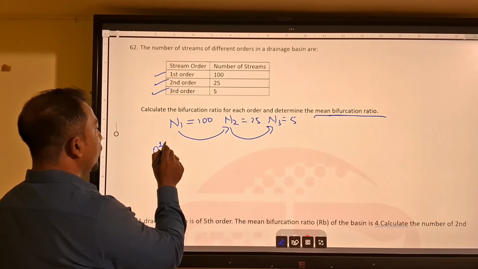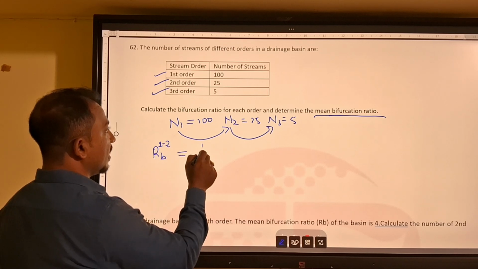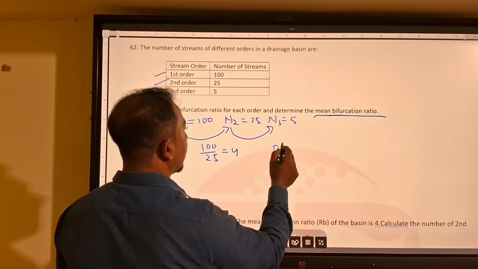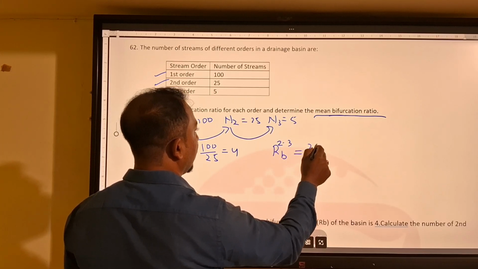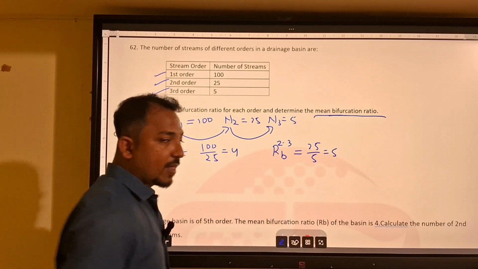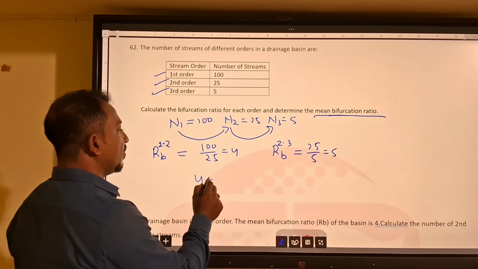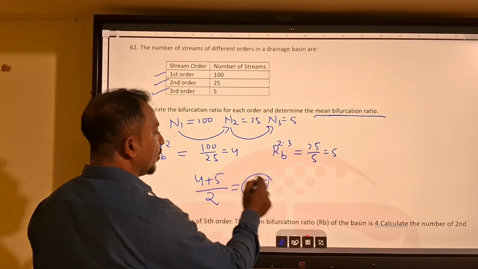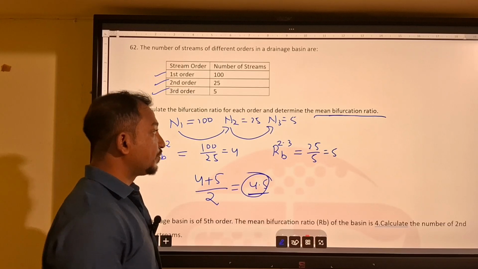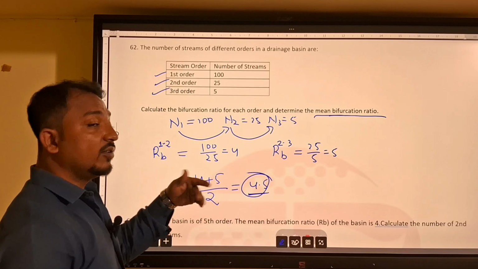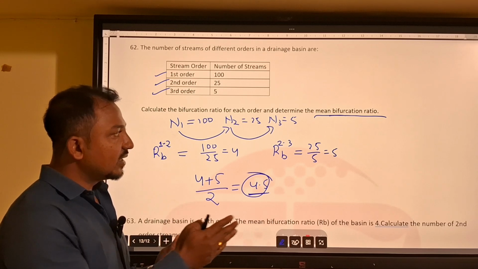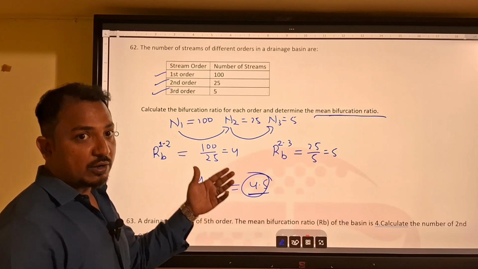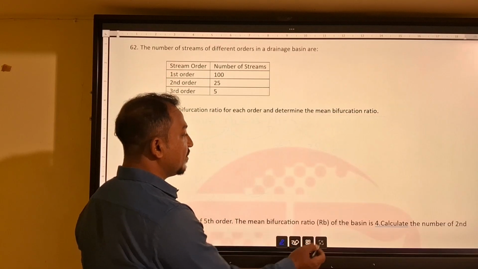From N1 to N2, RB1 to 2 is 100 by 25, which is 4. Then RB2 to 3 is 25 by 5, which is 5. So we take the average: 4 plus 5 divided by 2 is 4.5. So the mean bifurcation ratio will be 4.5. If there are more orders, you calculate like this, then just take the average of the bifurcation ratios. That will be called the mean bifurcation ratio.